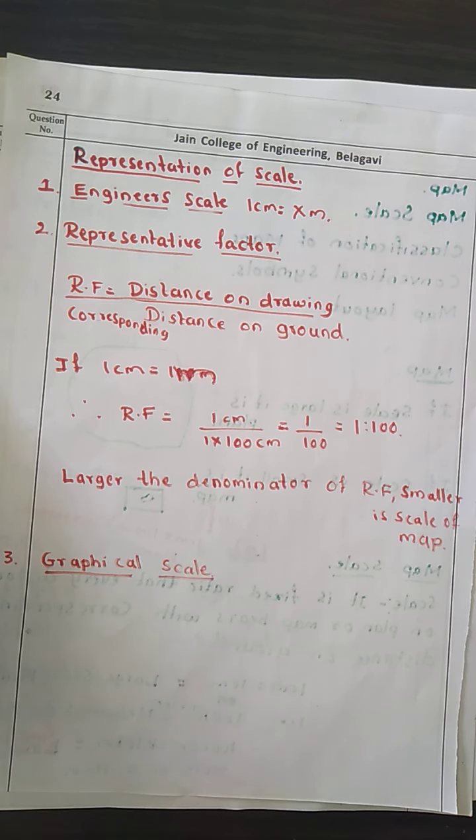Then we have one more thing, that is the graphical scale. It is indicated by a line drawn on a map so that the distances correspond to convenient units of length on the ground. The graphical scale has an advantage over the numerical scale: the distance on a map can be determined by the actual scaling even when the map is shrunk. Sometimes the map shrinks, and at that time the graphical scale is helpful. So this is regarding the different representations of scales.